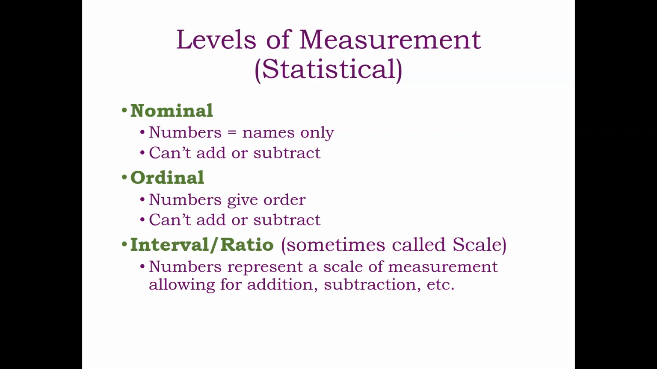And then we have interval ratio. There are two types. SPSS calls them scale, right? These are quantitative variables. They are numbers. The numbers in them represent a scale of measurement, allowing for addition, subtraction, and so forth. So they can be added and divided and so forth.